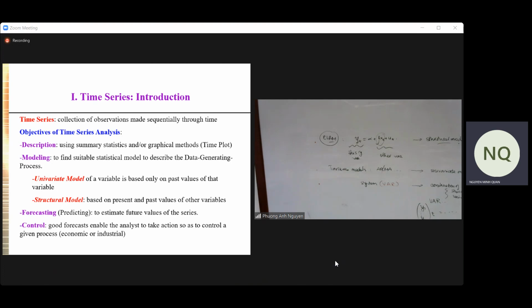And finally, to control. So you are trying to intervene in the whole process, to take action. That's what we call the controlling step. When you intervene, you get some kind of reaction and feedback from the system.